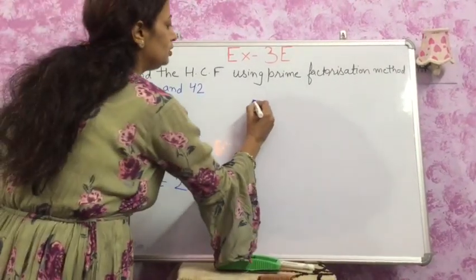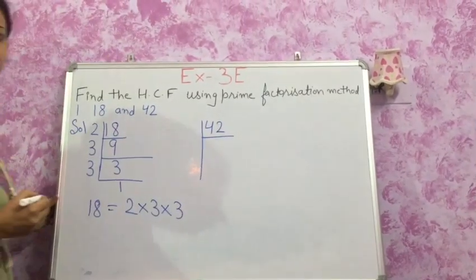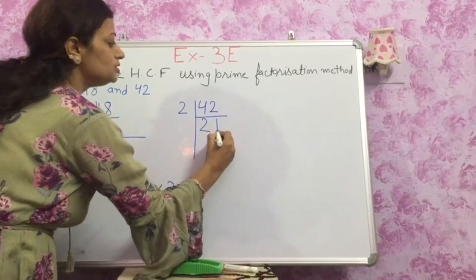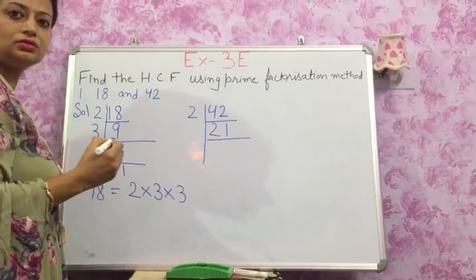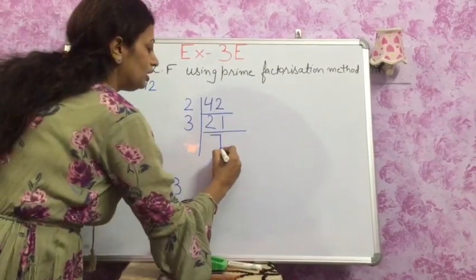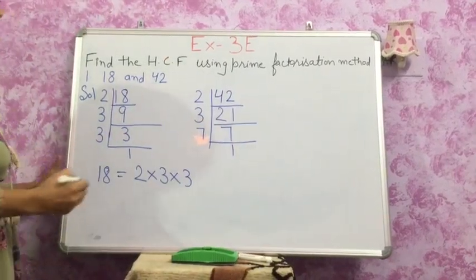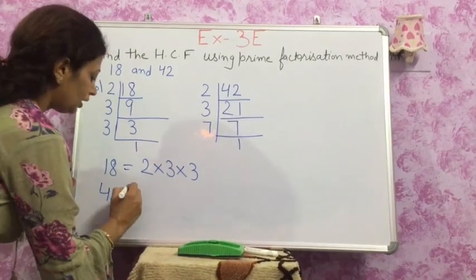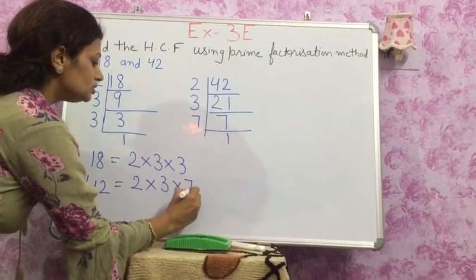Now we will find the prime factorization of 42. 42 is divisible by 2. 2 21s are 42. Again, 21 is not divisible by 2. It is divisible by 3. 3 7s are 21. Then 7 1s are 7. Now we write down the prime factorization of 42. That is 2 into 3 into 7.